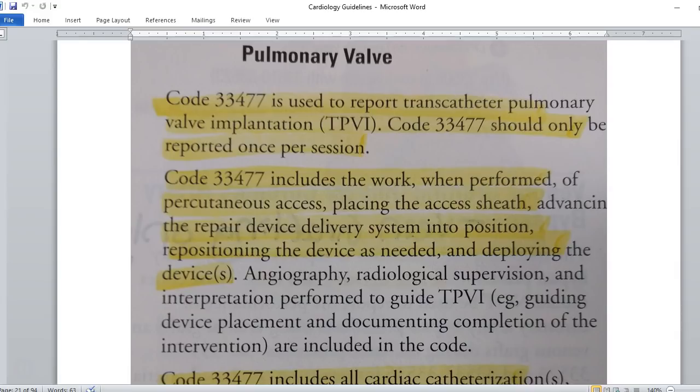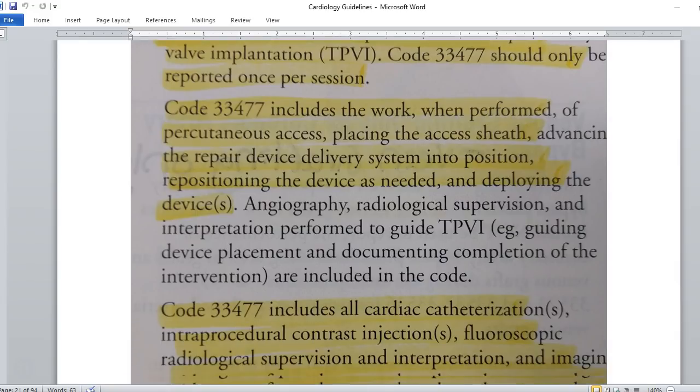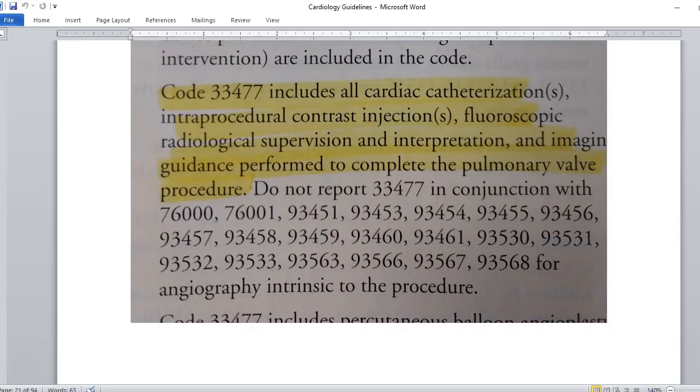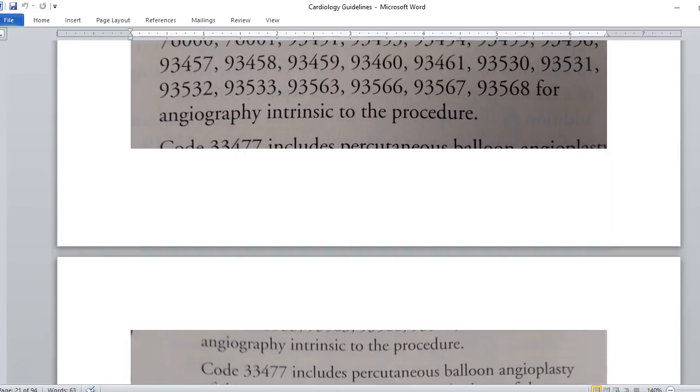Code 33477 includes the work when performed of percutaneous access, placing the access sheath, advancing the repair device delivery system into position, repositioning the device as needed, deploying the devices, and then goes on, angiography, radiological supervision, interpretation, etc. So all of these are included. And again, it reminds us that it includes all cardiac catheterization, intraprocedural contrast injections, fluoroscopic radiological supervision, interpretation, and imaging guidance. So this is all inclusive in these codes. But again, there's a but.